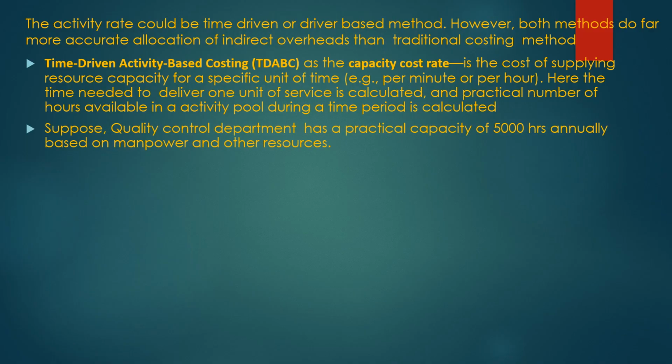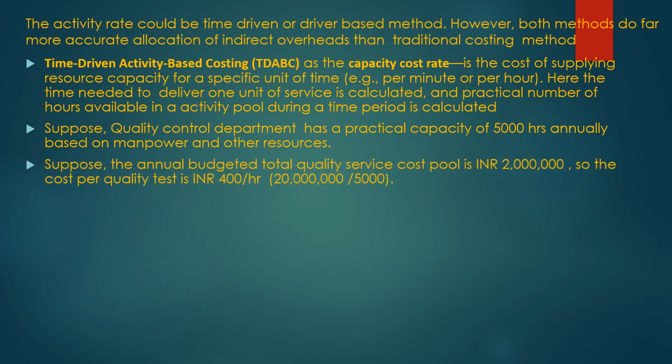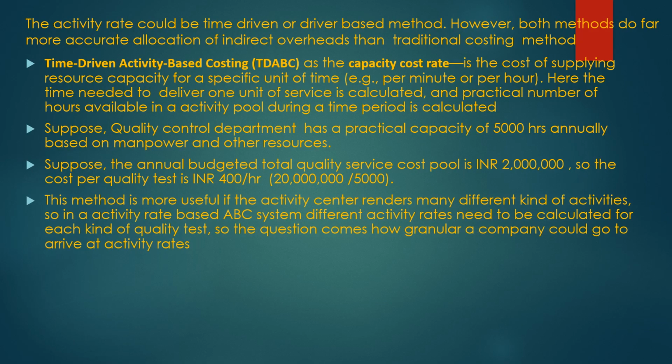Suppose the quality control department has a practical capacity of 5,000 hours annually based on manpower and other resources. Suppose the annual budgeted total quality service cost pool is 2 million. So the cost per hour of quality testing is 400. That is 2 million divided by 5,000 hours. This method is more useful if the activity center renders many different kinds of activities. So in an activity rate based ABC system, different activity rates need to be calculated for each kind of quality test. So the question comes up how granular a company could go to arrive at activity rates.